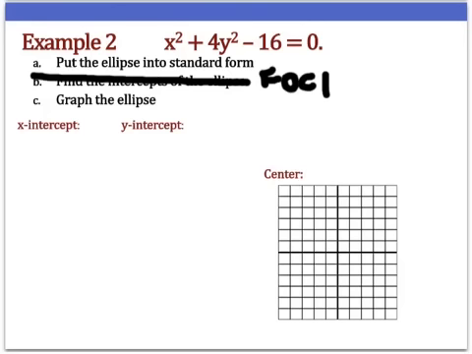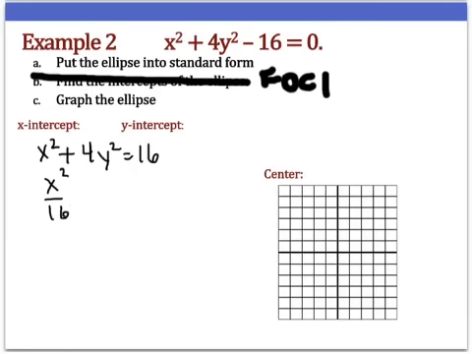So let's put this ellipse into standard form. We will begin by adding 16 to both sides, because variables go on one side, constants on the other. And then we do not need to complete the square because there are no additional variables. We don't have a y to go with our y squared. So we can now simply divide everything through by 16.